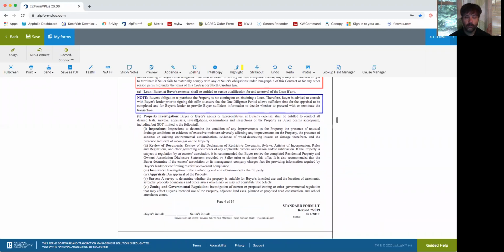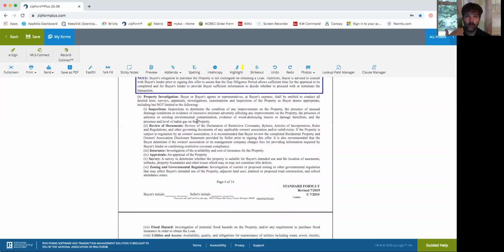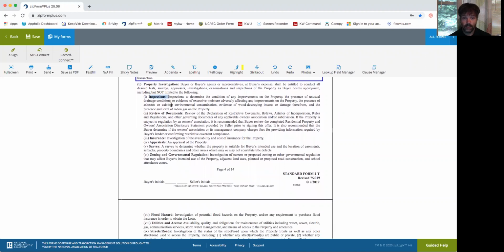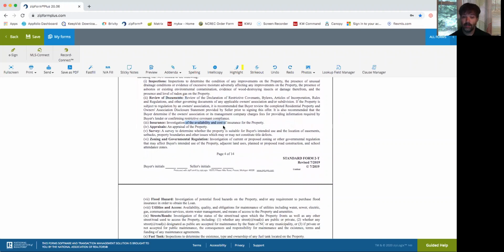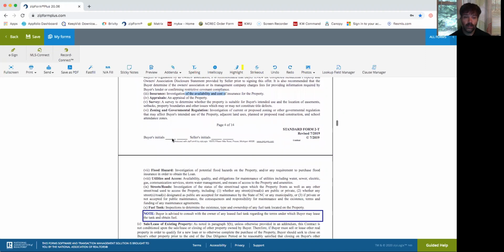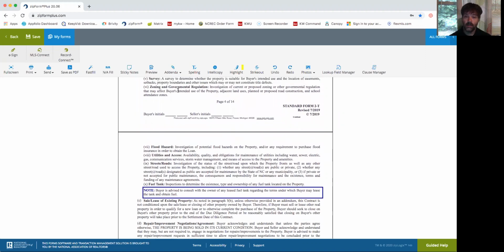Also, the loan and the lender related requirements would need to be completed during this due diligence period. A buyer should investigate the property to the best of their ability during this period, which would include inspections, looking at all the documents, any restrictive covenants, bylaws, making sure that they have insurance and can get insurance on the property and it's insurable. Some properties have had damage in the past and may no longer be insurable, so we want to find this out. Appraisal is a big part of that lending and may take time, so they'll have plenty of time to get that done. A survey, make sure you check the zoning, make sure it's going to be conducive to the expected use of the buyer.